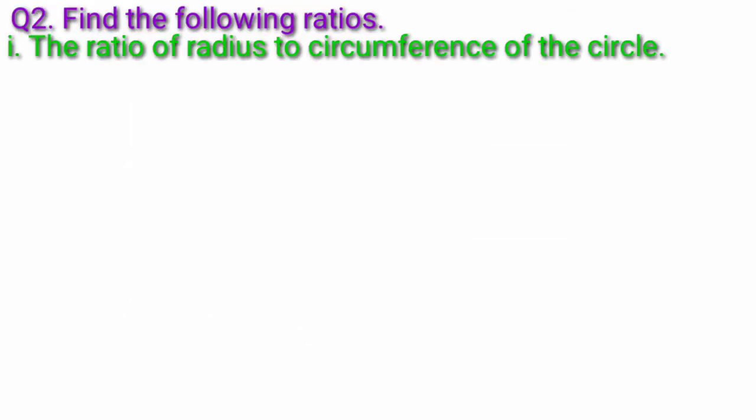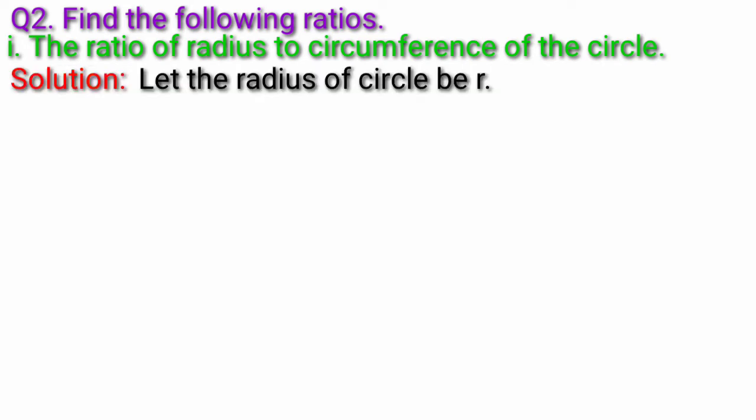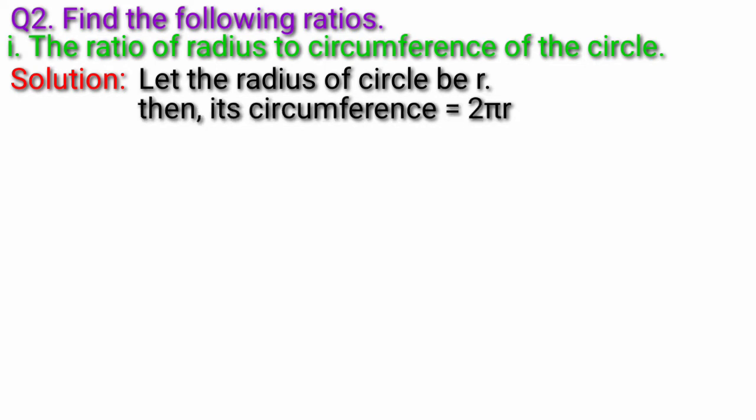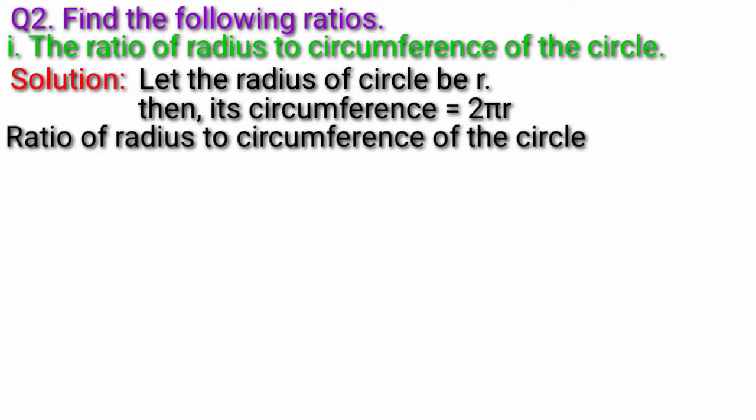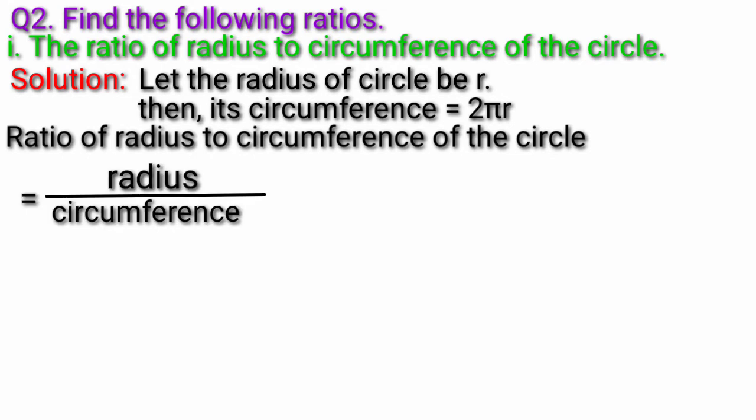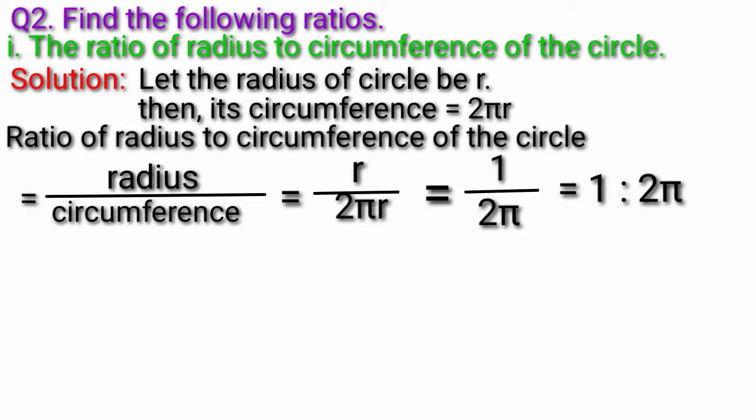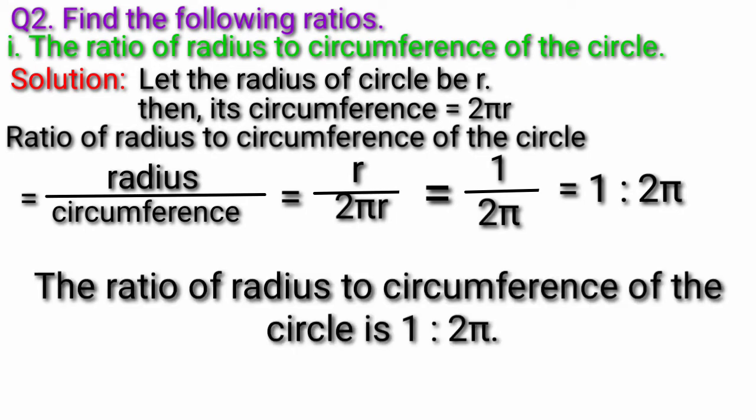First, the ratio of radius to circumference of the circle. Solution: let the radius of the circle be r, then its circumference is equal to 2 pi r. Ratio of radius to circumference of the circle is equal to radius upon circumference is equal to r upon 2 pi r. So r get cancelled is equal to 1 upon 2 pi is equal to 1:2 pi. The ratio of radius to circumference of the circle is 1:2 pi.